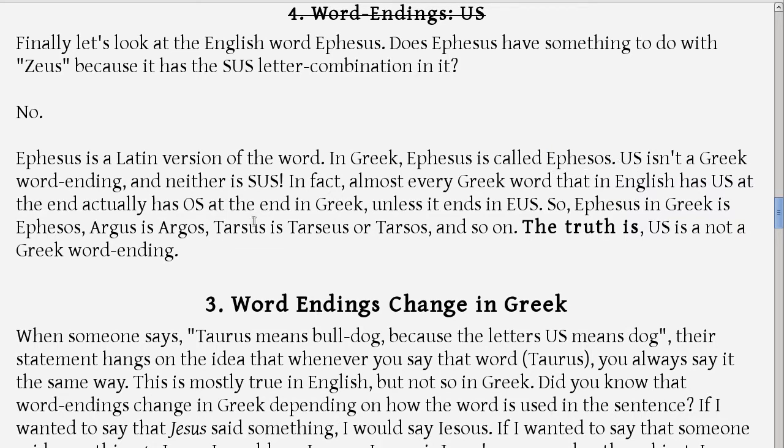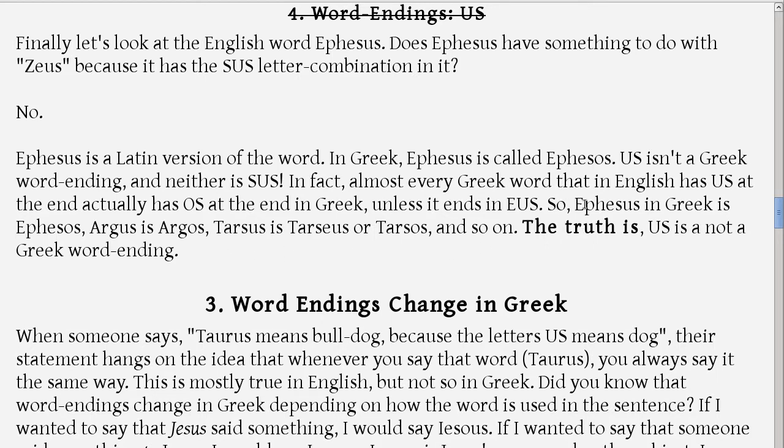U-S isn't a Greek word ending, and neither is S-U-S. In fact, almost every Greek word that in English has U-S at the end actually has O-S at the end in Greek, unless it ends in E-U-S, like Theseus. So, Ephesus in Greek is Ephesos, Argos is Argos, Tarsus is Tarsefs or Tarsos, and so on. The truth is, U-S is not a Greek word ending.